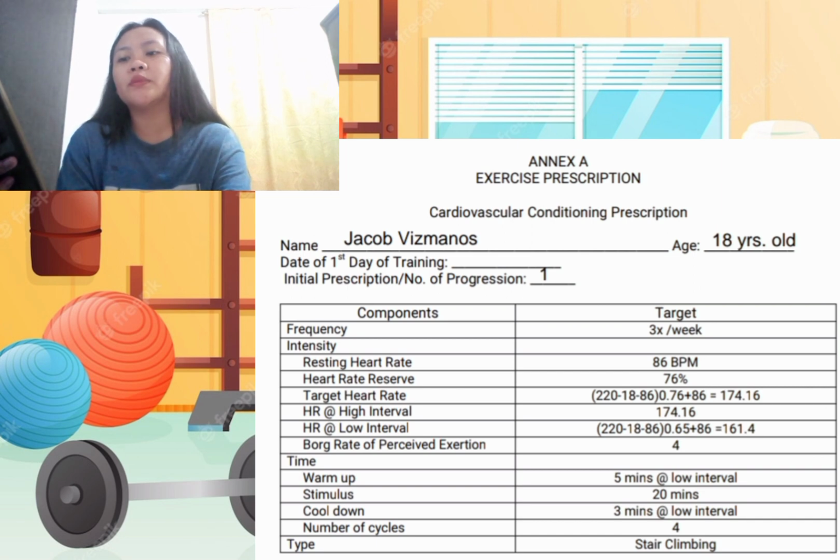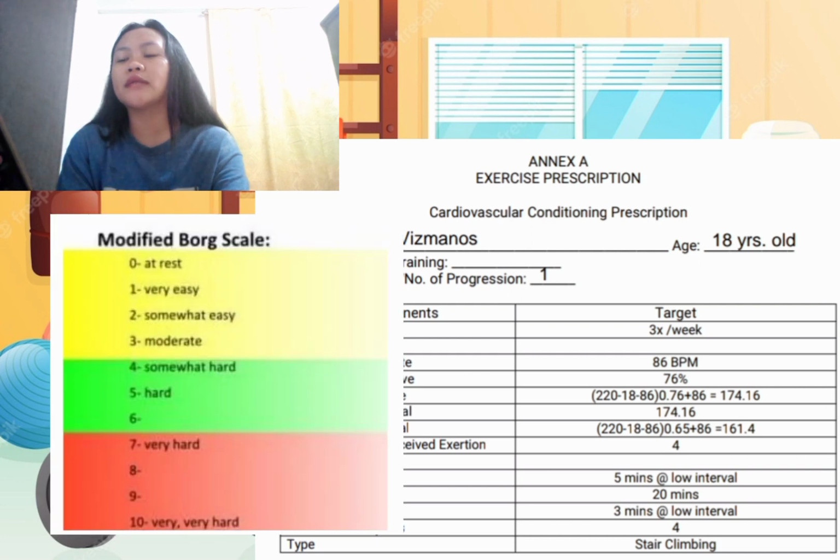Next, the Borg rate of perceived exertion. I put here 4. According to the table, the modified Borg scale, we have 0 to 10, and Jacob is under the 4 rate or range, somewhat hard.